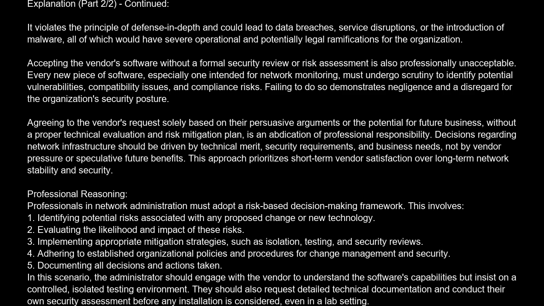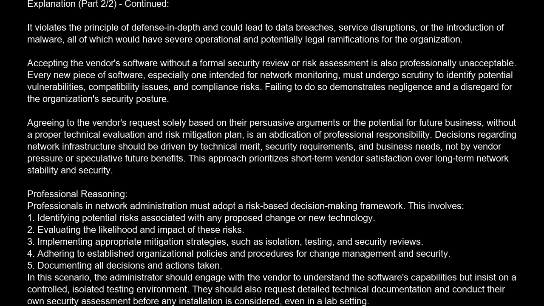Professional reasoning. Professionals in network administration must adopt a risk-based decision-making framework. This involves 1. Identifying potential risks associated with any proposed change or new technology. 2. Evaluating the likelihood and impact of these risks. 3. Implementing appropriate mitigation strategies such as isolation, testing, and security reviews. 4. Adhering to established organizational policies and procedures for change management and security. 5. Documenting all decisions and actions taken.